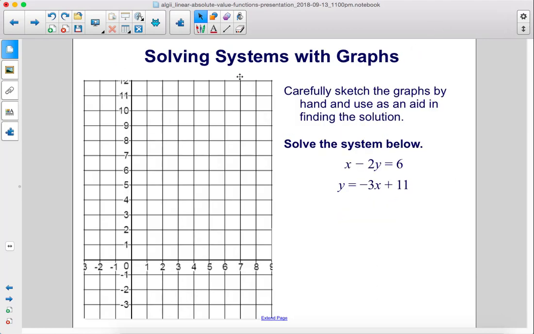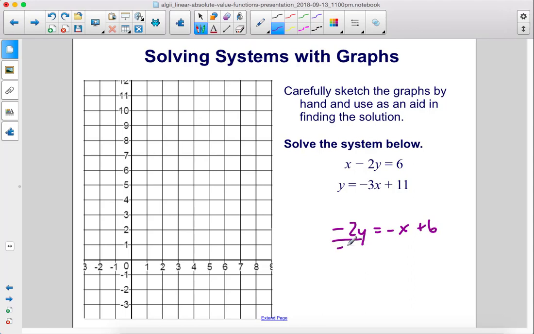Carefully sketch the graphs by hand and use them as an aid in finding the solution. Alright, so we have x - 2y = 6 and y = -3x + 11. So first thing I'm going to do is change this into slope-intercept form. That gives us -2y = -x + 6.